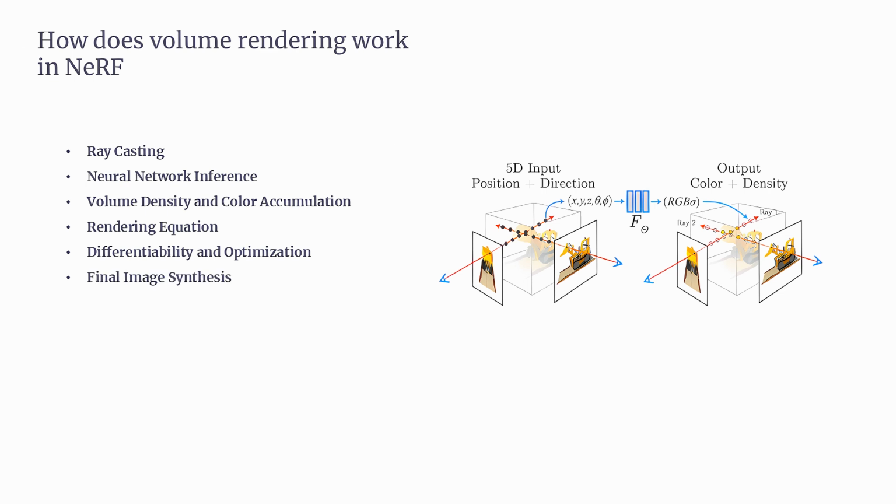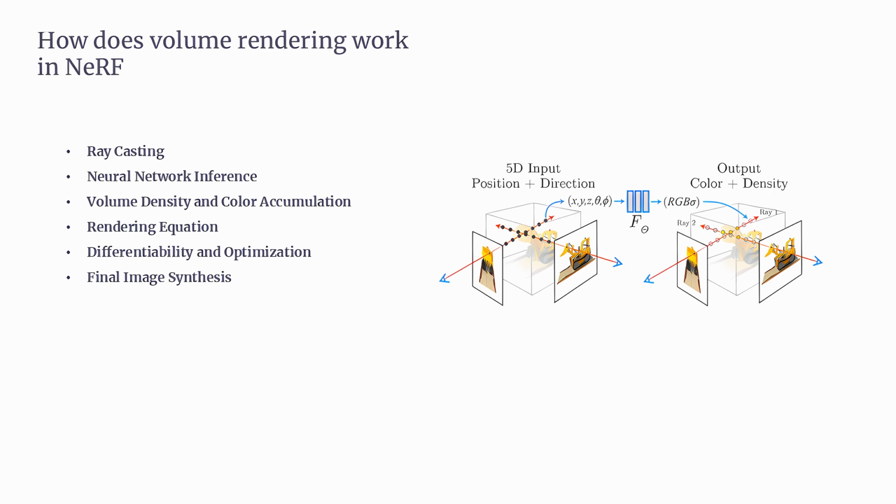The sixth, final image synthesis. After processing all the rays corresponding to each pixel in an image, NeRF synthesizes the final 2D image. Each pixel's color is determined by the accumulated light along its respective ray. This results in a photorealistic rendering of the scene, capturing complex details like lighting and shading.